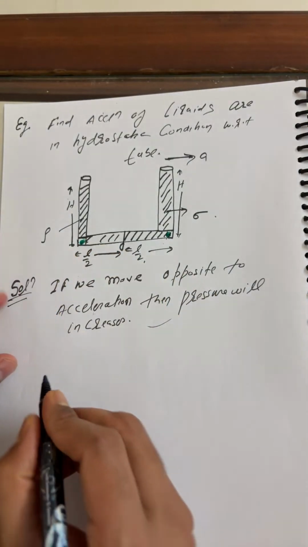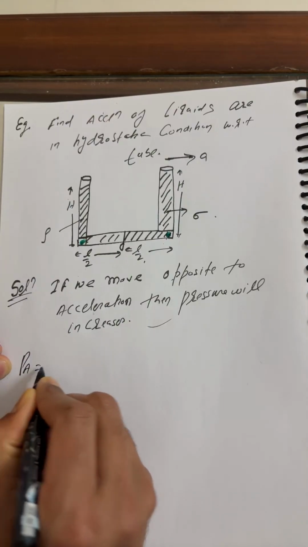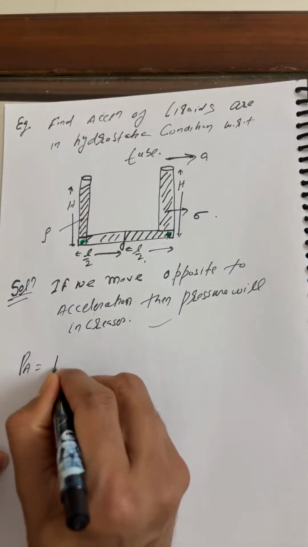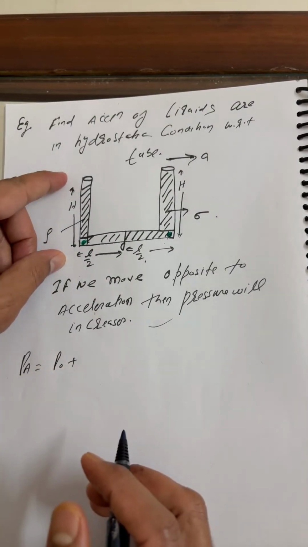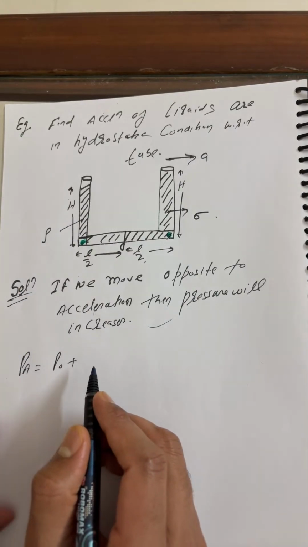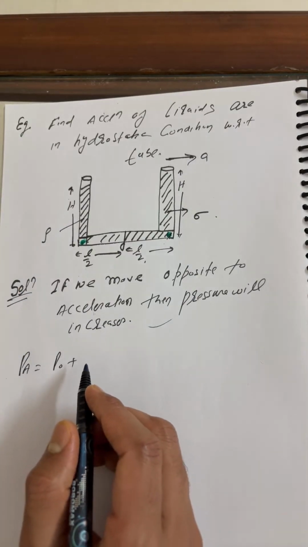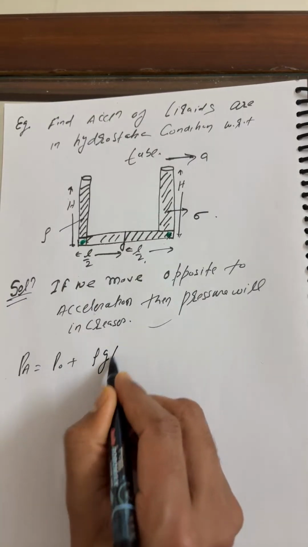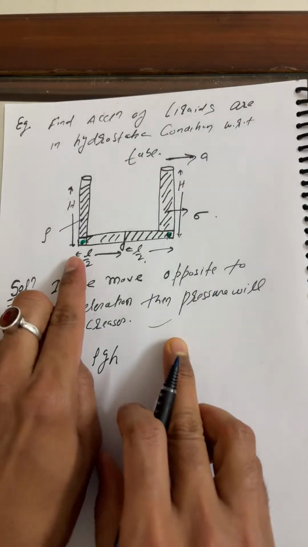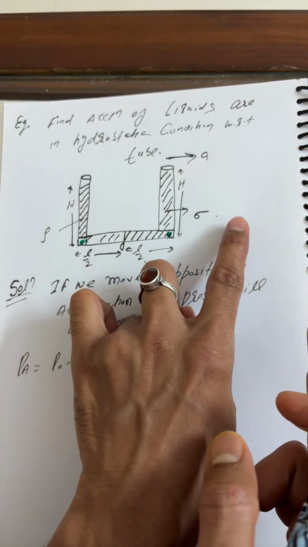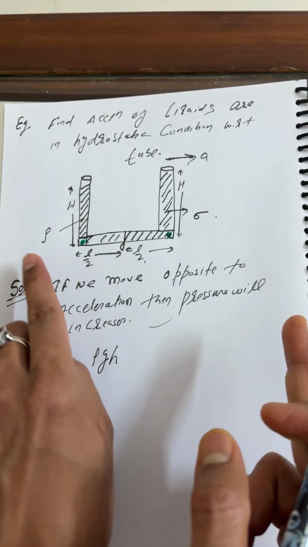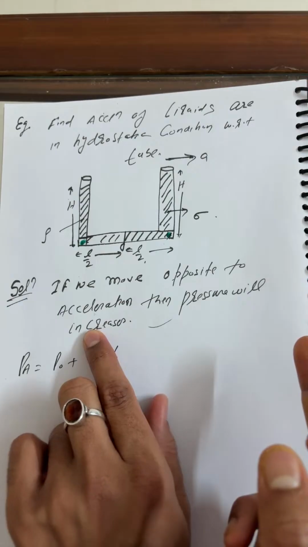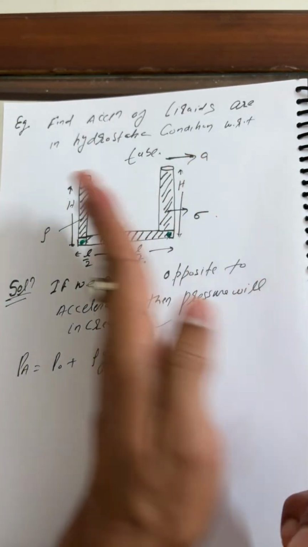What can I write here? Pressure at point A, beta, is 1 atmosphere, this is P naught, plus rho gh. Now I can see acceleration in this direction, and you are going in this direction. If we move opposite to acceleration, then pressure will increase. These are the directions we are moving.